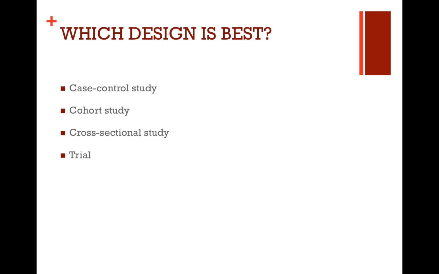So which design is best? There's no answer to that. The design that's best is the one that matches your question the best. So if you were looking at a rare outcome, you might want to pick a case control study. If you have a rare exposure, a cohort study. If you're just beginning to understand what you're even thinking about, if there's a new hypothesis based on an ecological study, you're not automatically going to jump to a trial. That's expensive. Cohort studies are expensive, so you might do a cross-sectional study.